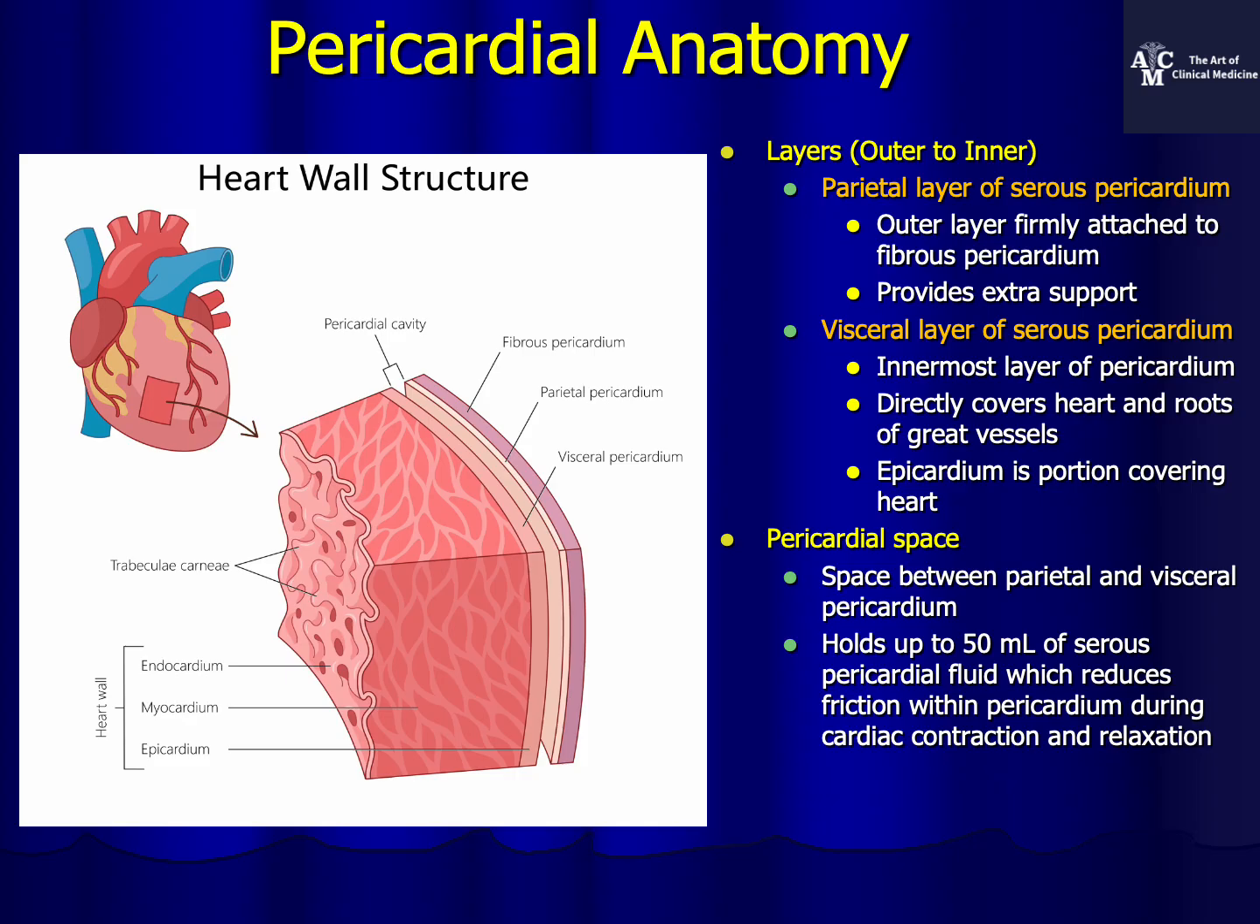The pericardial space is the space between the parietal and the visceral pericardium. It normally can hold up to 50 milliliters of serous pericardial fluid, which can reduce the friction within the pericardium while the heart is contracting and relaxing. It's really designed to lubricate the heart and prevent scarring and inflammation.